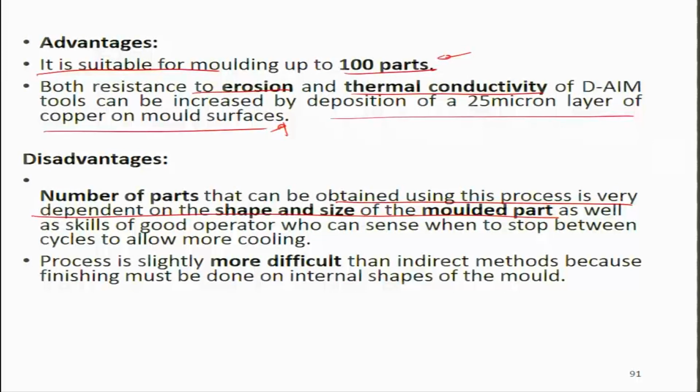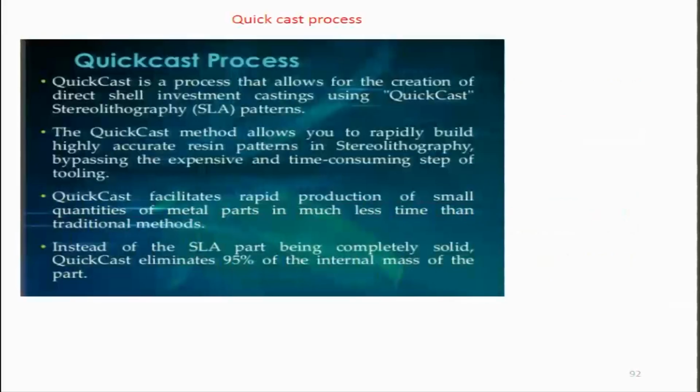You can also have, if you look at the operator concern or the skill level concern of people, this is a slightly more difficult process than indirect methods, because you are making the tooling itself, and therefore there may be an aspect of machining, there may be an aspect of changing something on the overall die cavity that is propping up through the SLA process, and there is a very important role being played by skill of operators who are making such tools for manufacture. So this is one of the direct tooling examples.